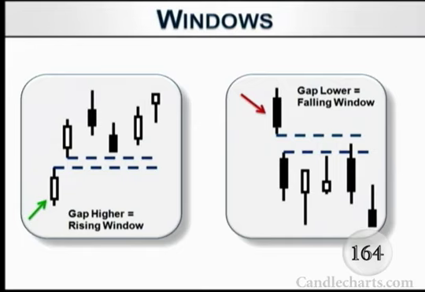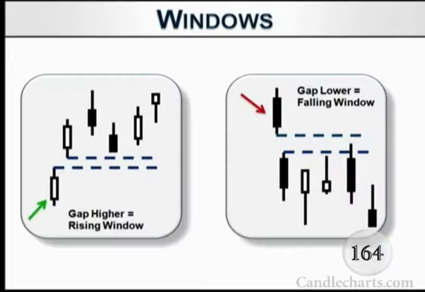The market is moving down with a falling window. Before the falling window gaps down, we should be looking to sell on rallies. With the rising window, we should be looking to buy on corrections. With the falling window, we should be looking to sell on rallies. And I'm going to show you how we can use the windows to do those two strategies.